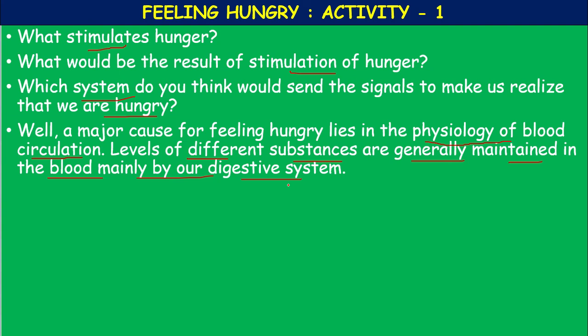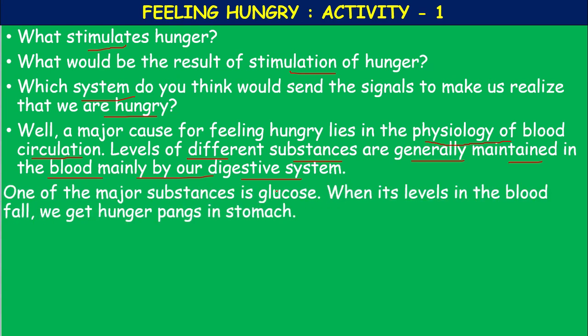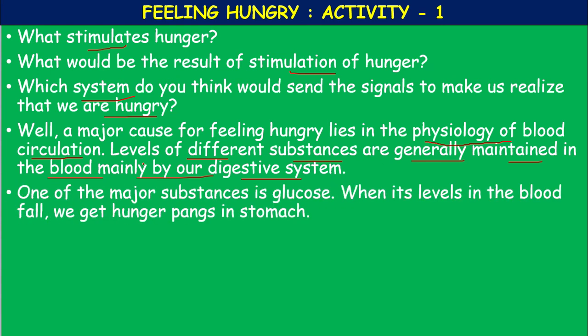What are the steps? Let us recall the steps involved in the process of nutrition. First, ingestion, isn't it? Taking in of food. Then digestion, then assimilation, then absorption, and finally egestion, isn't it? So the circulatory system plays a very important role. One of the major substances like glucose, when its level in the blood falls down, we get hunger pangs in the stomach. Some of us will say that some rats are running in the stomach, isn't it?